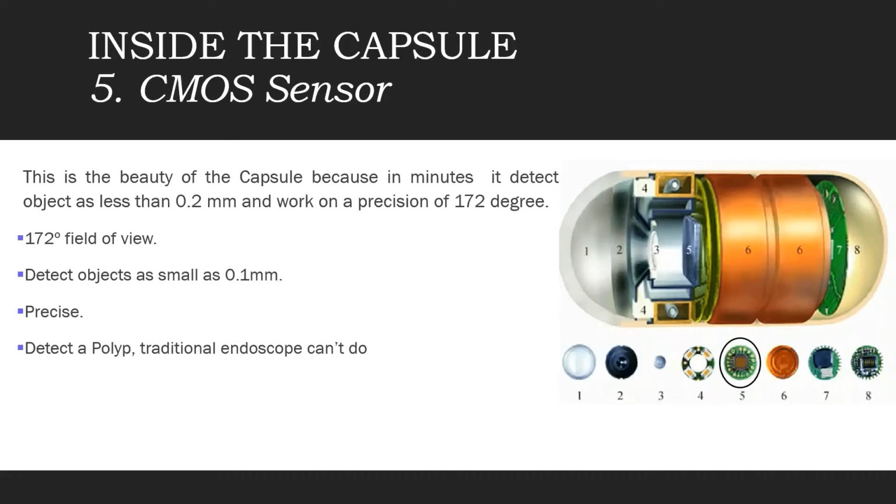CMOS sensor. This is the beauty of the capsule because in minutes it detects objects as small as 0.2 mm and works with a precision of 172 degrees. The CMOS sensor can detect objects as small as 0.1 mm and it is precise. With the CMOS sensor, capsule endoscopy can detect a polyp, but a traditional endoscope can't do that.